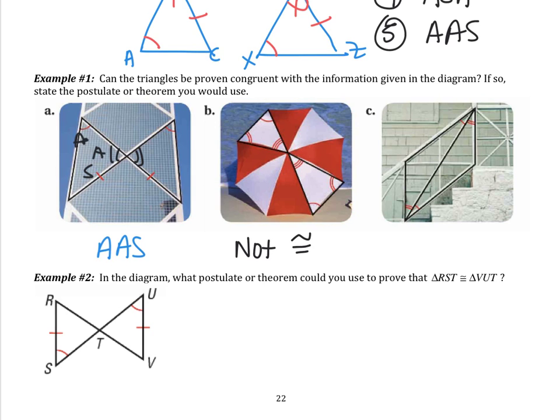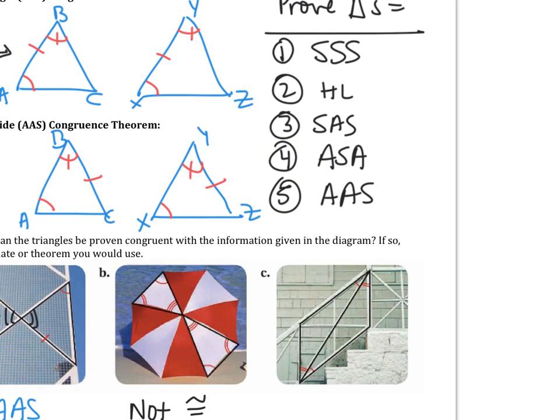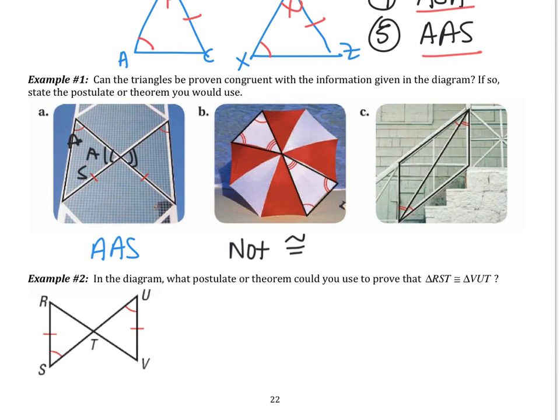So reminders, big idea, that you have to understand. You always need at least one side. In SSS, there's 3 sides. In HL, there's 2 sides. In SAS, there's 2 sides. ASA has 1 side. AAS has 1 side. So if I go and look at this on Part B, are any of the sides marked congruent? No. So here they're trying to trick you with AAA, and I just got done saying AAA doesn't exist. So they're not congruent. All right? C.